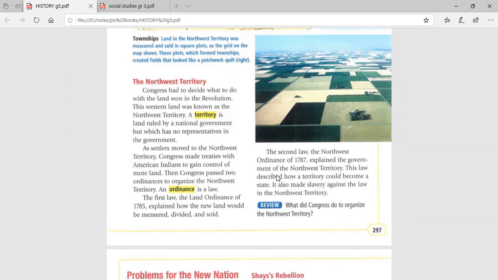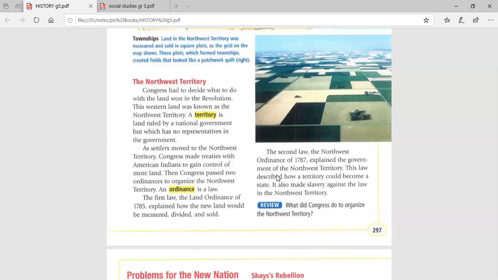Like this area, how they divide the lands, and to whom they will sell these lands. These lands, they could sell to Americans or to the American Indians or to other nationalities, immigrants to the United States, okay.